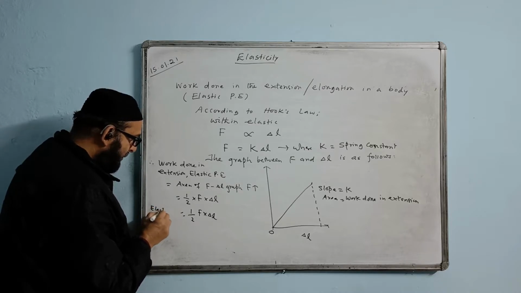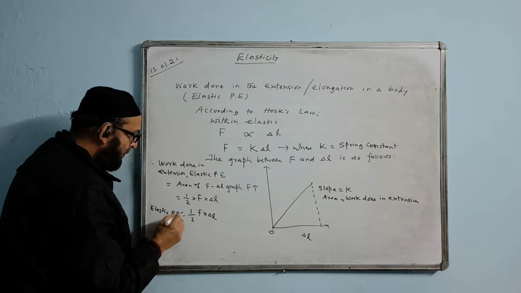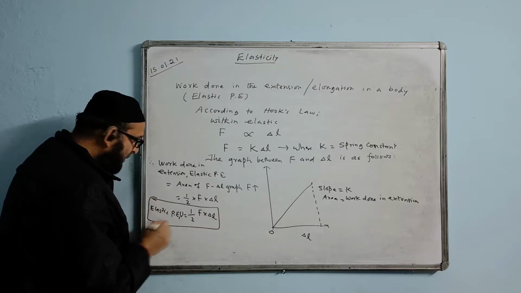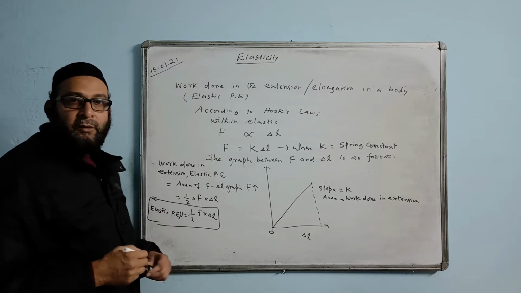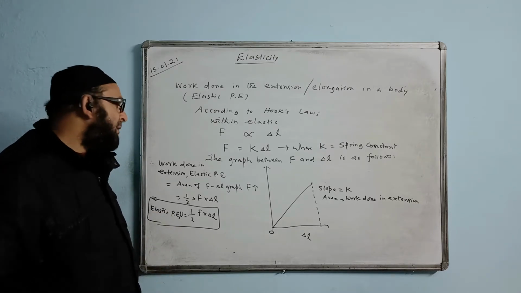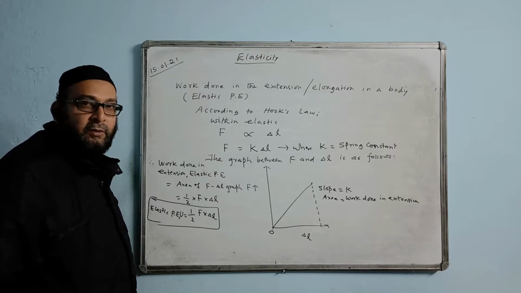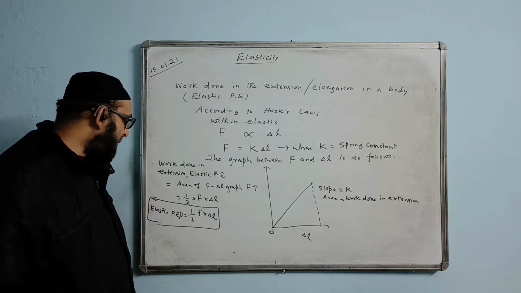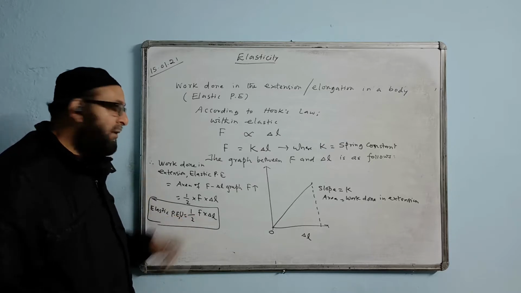Elastic potential energy we can denote by the symbol U, capital U. The formula is half F into delta L. In class 10, we learned that there are two types of potential energy: gravitational potential energy and elastic potential energy. You did not know the formula of elastic potential energy then in class 10. Now you know the formula, half F into delta L.